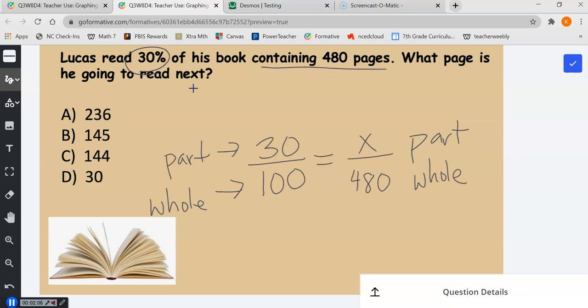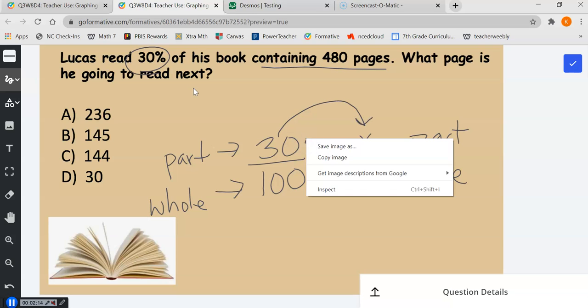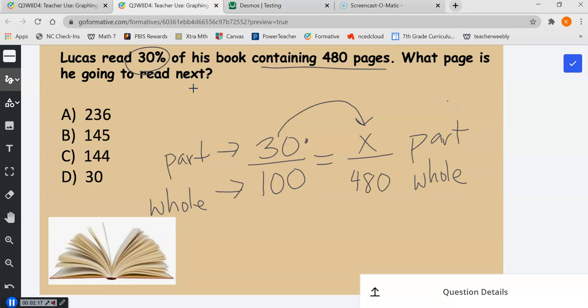So now, to figure out the part, I need to think about what do I need to multiply 30 by to get to x. So I'm going to use a dot for multiplication, and I'm multiplying by I'm not sure. So we need to figure it out. And how we figure it out is we figure out, well, what did we multiply 100 by to get to 480? And to figure out how much we multiply 100 by to get to 480, we're going to undo the multiplication by using the inverse operation, and we're going to divide. We're going to take the 480 and divide it by 100.